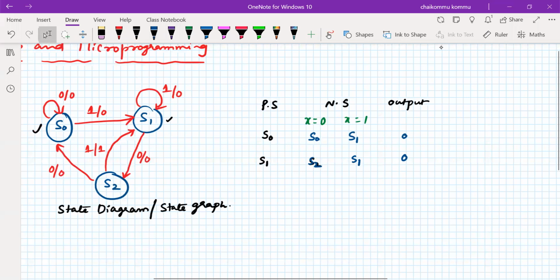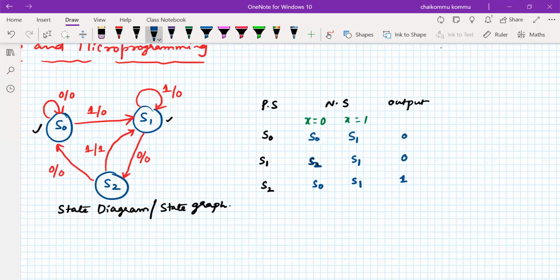Now, for example, if you consider S2, where do you go if X is 0? You are going to S0. And if X is 1, where do you go? You are going to S1, so the output is 1.